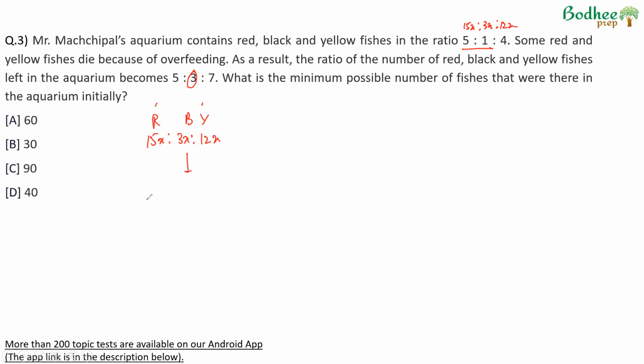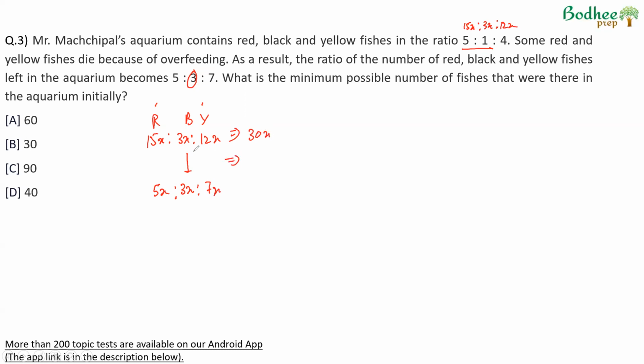Some fish die, and therefore now the number of fish left is in the ratio 5:3:7. Since black fish do not die, 3x will remain 3x. Since the ratio is 5:3:7, the other numbers should be 5x and 7x. And therefore, initially the number of fish that was there was 15 plus 3 plus 12, which is 30x.